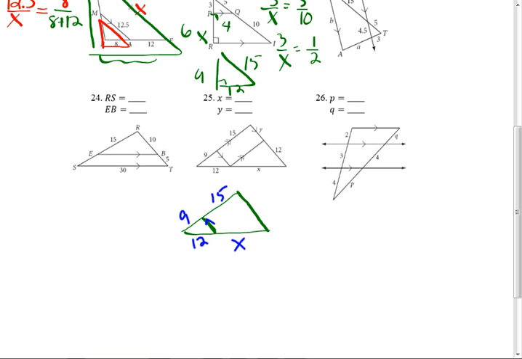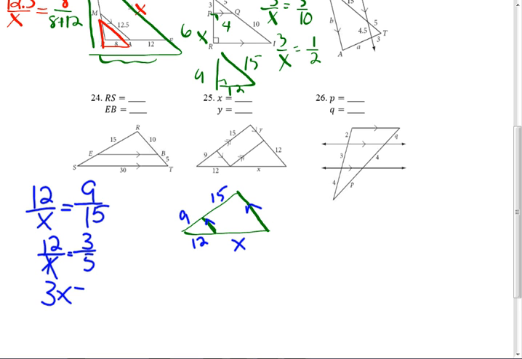That's the side splitter theorem again. It's just sitting on its side, not right side up. So 12 is to x as 9 is to 15, which reduces to 3/5, right? And you multiply. So 3x equals 60, x equals 20.